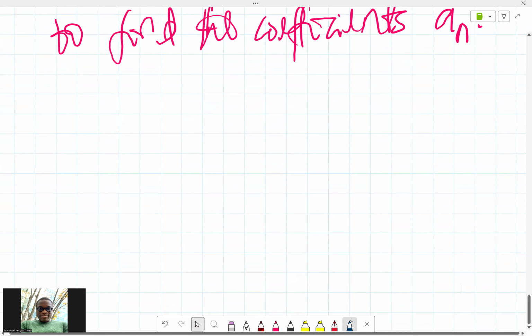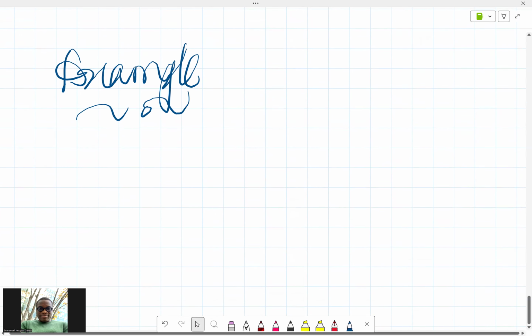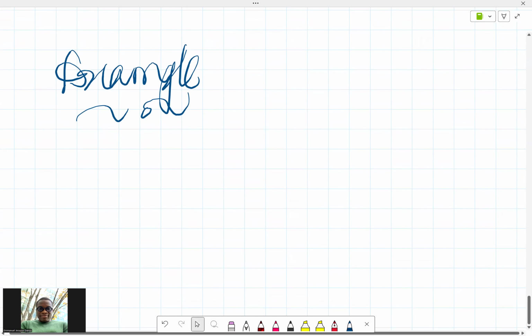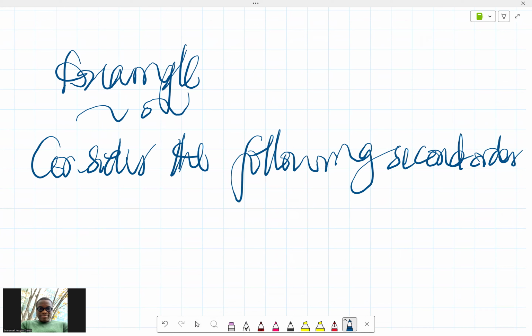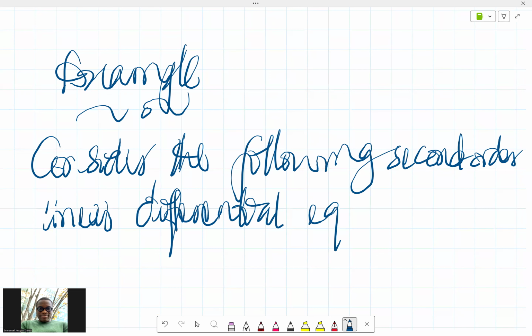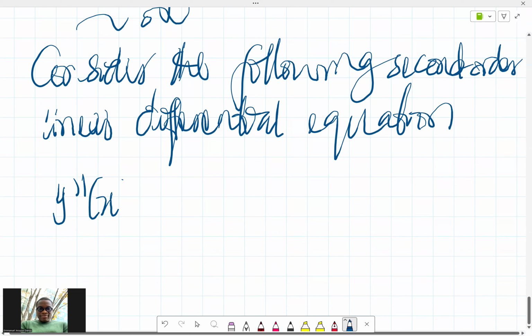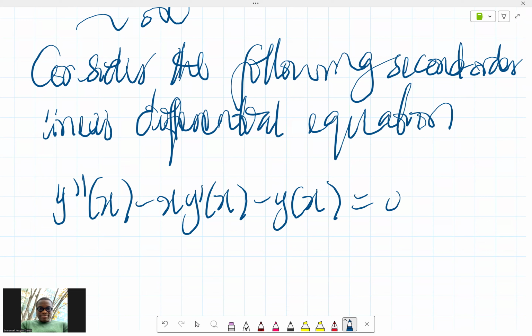So let's do an example, something really elaborate: solving a second order linear ODE. Consider the following second order linear differential equation, which is y prime prime of x minus x y prime of x minus y of x equals 0.